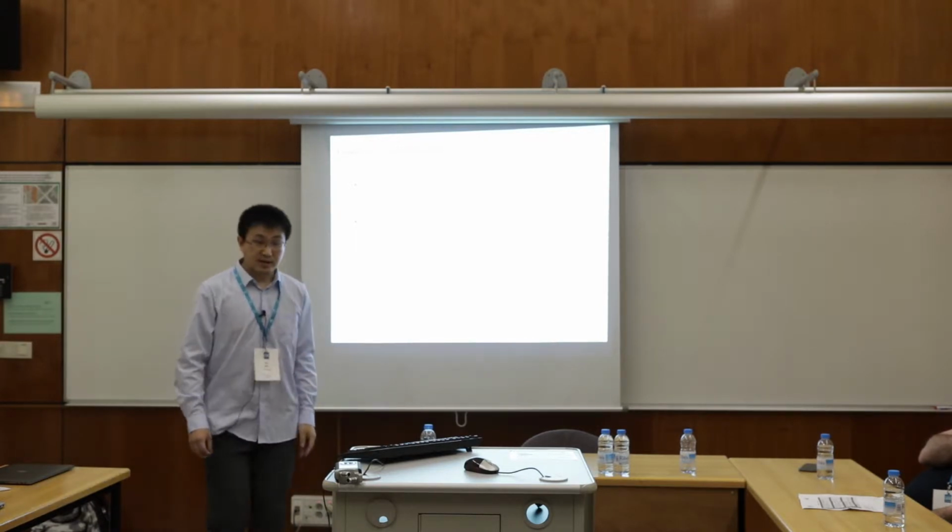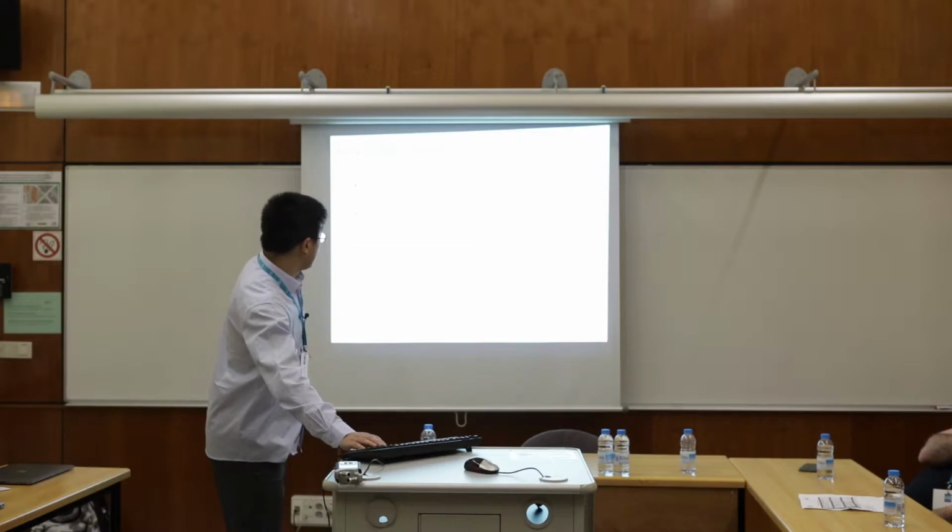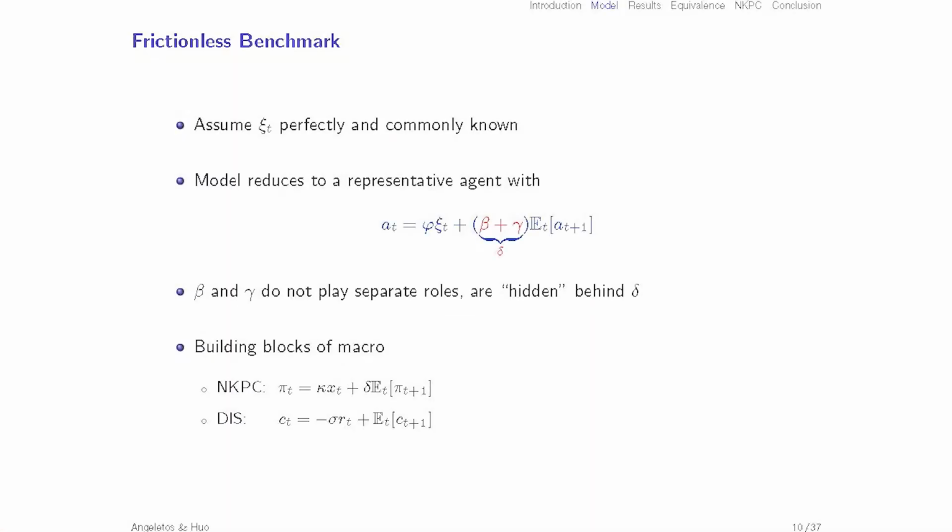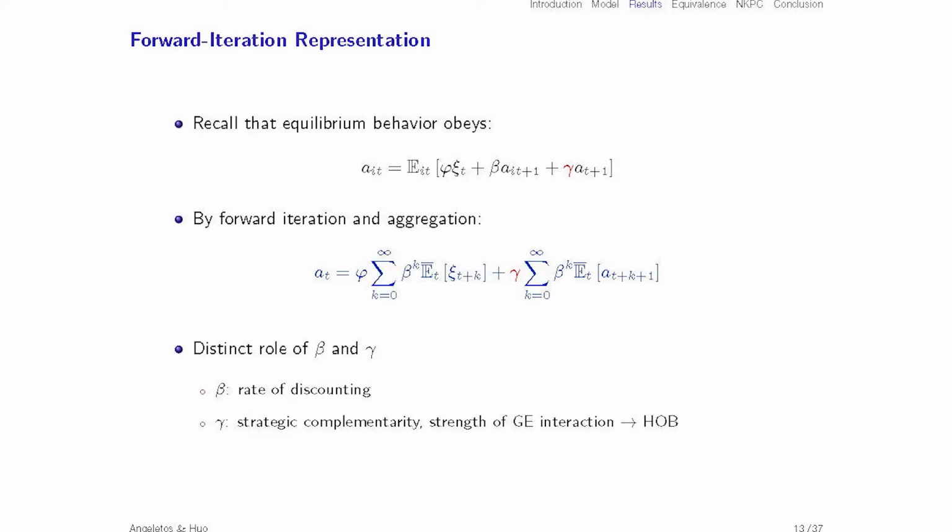If you compare with the complete information case, there the action depends only on the belief about the fundamental. Now the action also depends on the belief about others' actions. So here you can see clearly that beta and gamma play separate roles. Beta controls the rate of discounting, but gamma controls the strength of complementarity and how much you rely on others' actions.